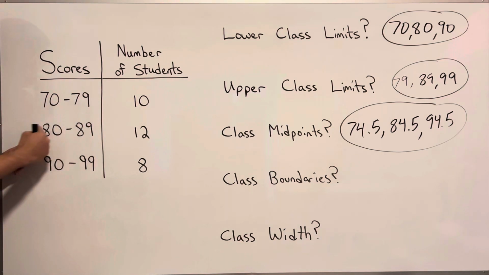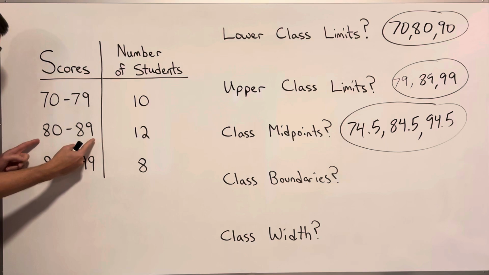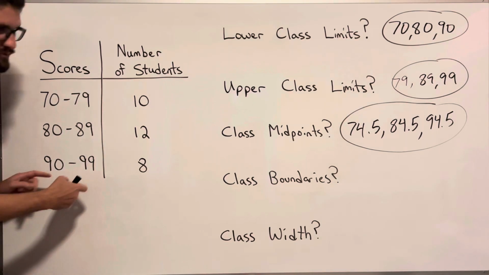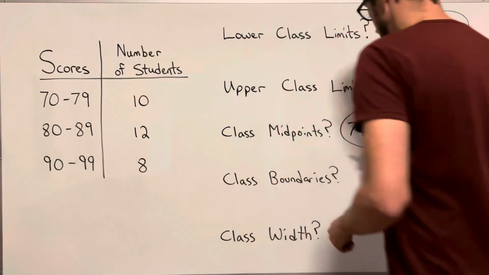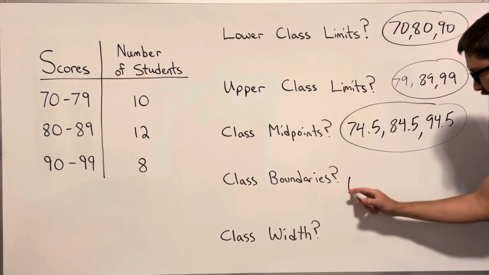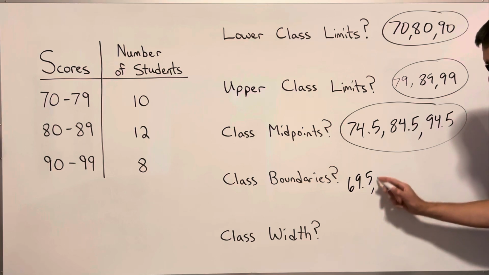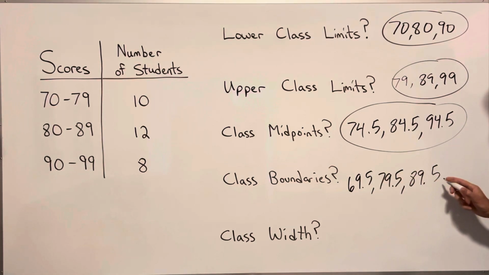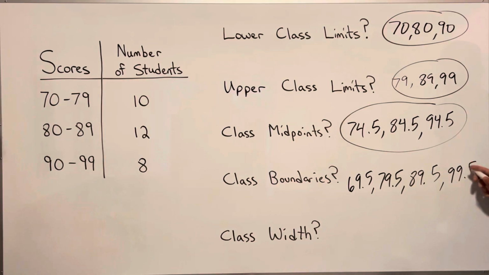The boundaries here would be 79.5 to 89.5. And the boundaries here would be 89.5 to 99.5. So listing the boundaries, we have 69.5, 79.5, 89.5, and 99.5. Those are going to be the boundaries.